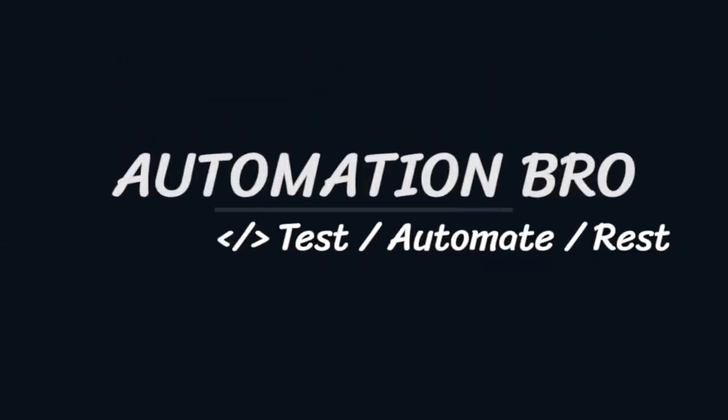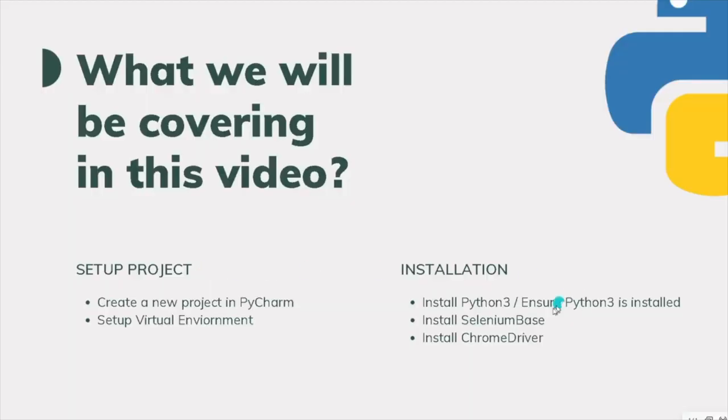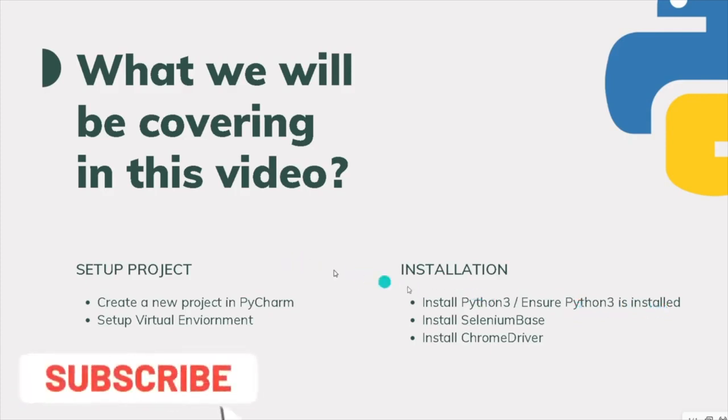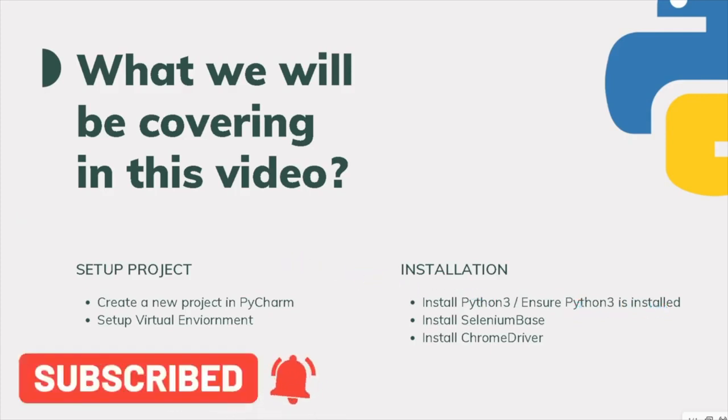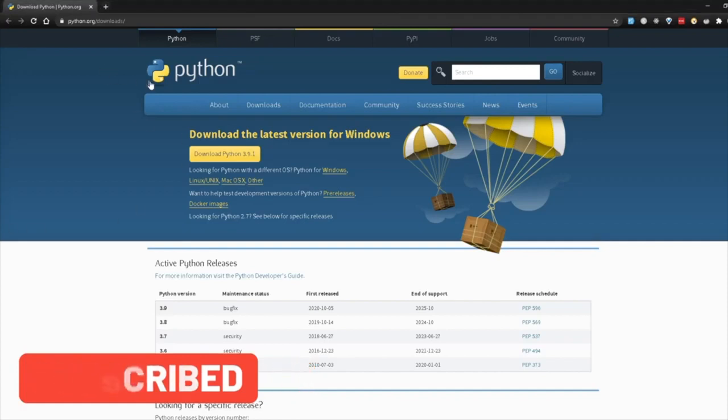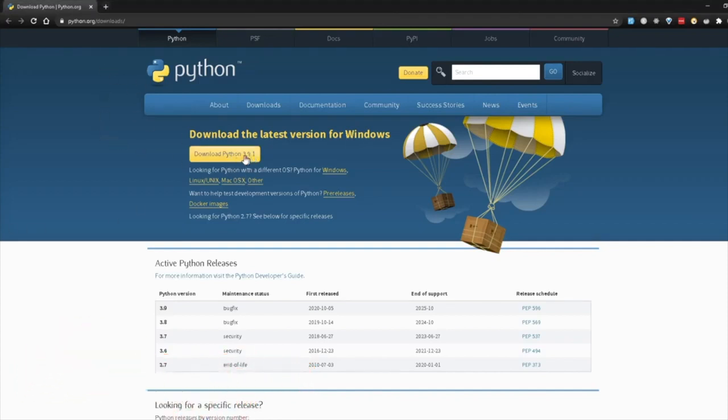Hey, welcome back guys. Let's take a look at what we will be covering in this video. First off, we'll ensure you have Python 3 installed on your machine. If not, you will install Python 3. Now to install Python 3, you need to go to the python.org website and over there just download the latest Python version. At this moment, the latest version is 3.9.1. So for a Windows or Mac machine, you can just download that.